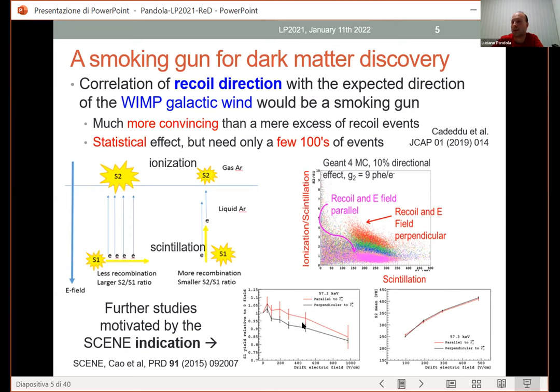So the detector was actually designed in order to be sure that if the signal is there with this dimension, we will see it. Okay, so your measurement is saying that a difference of this size seen by SCENE is not confirmed by your experiment? No, it is not. Okay, thank you. Unfortunately.